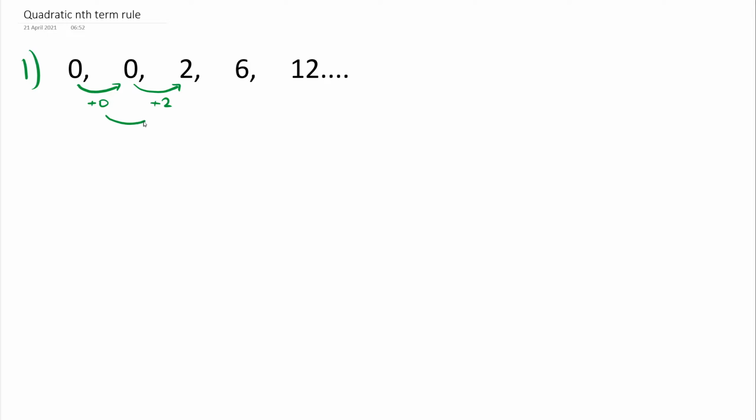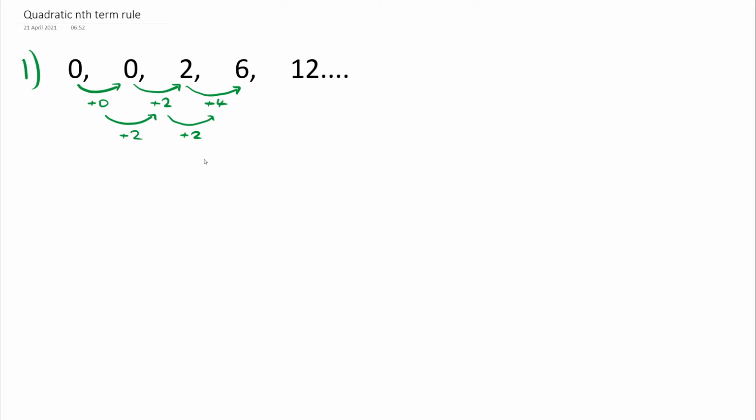And then we have a look at the second difference. So if we're adding nothing to adding 2, then that's an increase of what we're adding of 2, adding 2 more. Now let's just check that the second difference is constant, and therefore it is a quadratic nth term rule. So from 2 to 6, we're adding 4. And so from adding 2 to adding 4, we're adding an extra 2. And that's what our second difference is showing. It's constant. We're adding 2 more on our second difference. Therefore, it's a quadratic nth term rule.